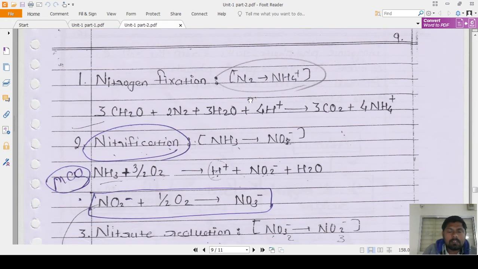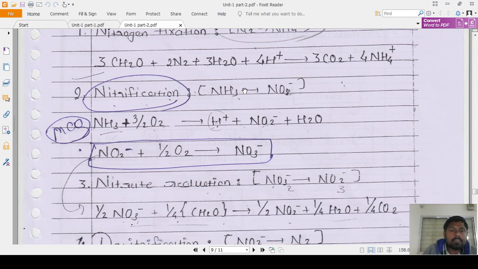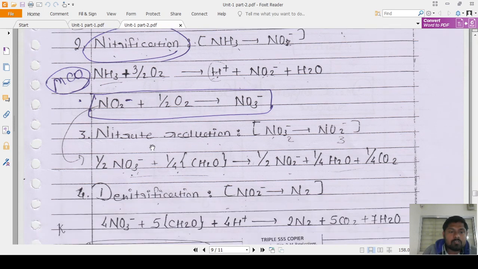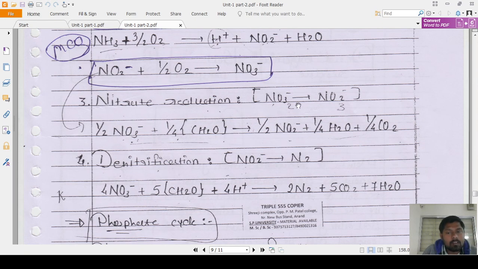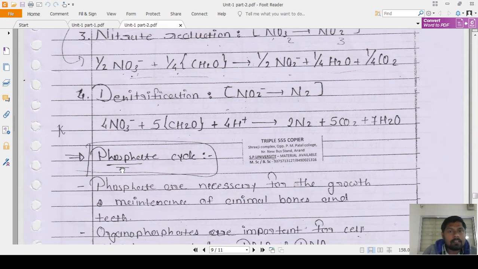These are the reactions: what nitrogen fixation is, how N2 converts into ammonia, then nitrification, how ammonia converts into NO2 minus, which is important for MCQ purposes also. Then nitrate reduction, how NO3 minus converts into NO2 minus, and denitrification, the reverse, from NO2 minus to N2.